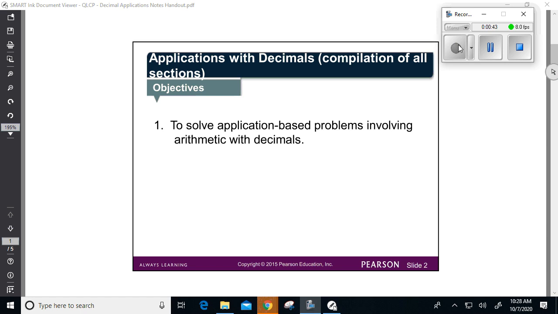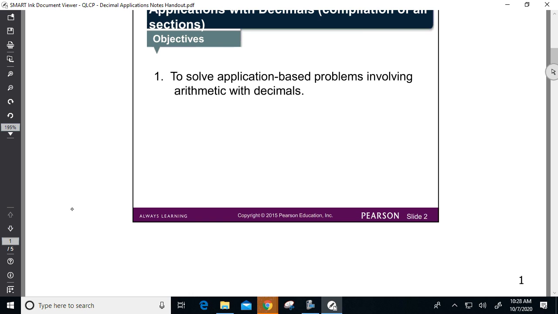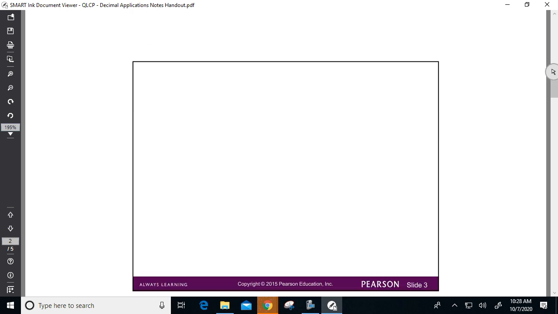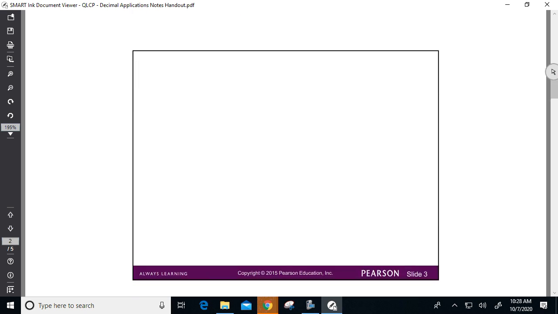So most of these will involve multiplying and dividing, but there are a couple things in which adding and subtracting are going to be involved. So with that, let's start off with some that are just adding and subtracting. So these are applications with adding or subtracting.